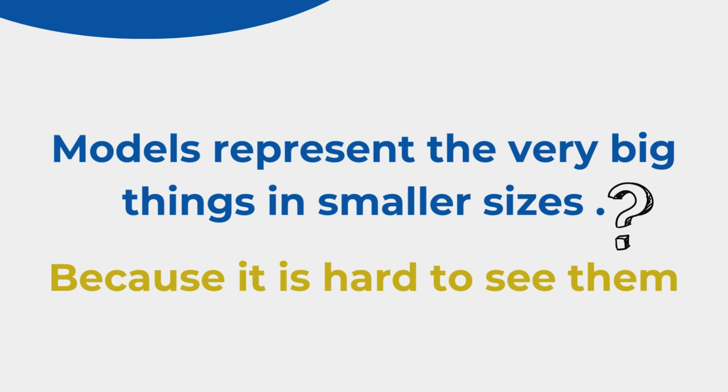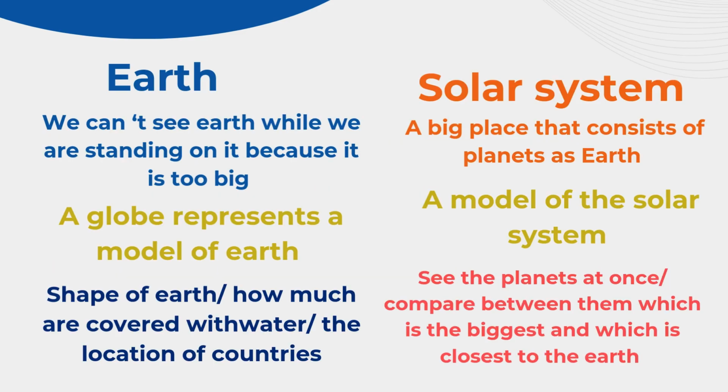And why do we make models for the very big things in smaller sizes? Because it is hard to see them. So we need models in smaller sizes to study them. We have two examples here, Earth and the solar system. We know that the solar system consists of the sun and the 8 planets, and Earth is one of these planets. You know that.